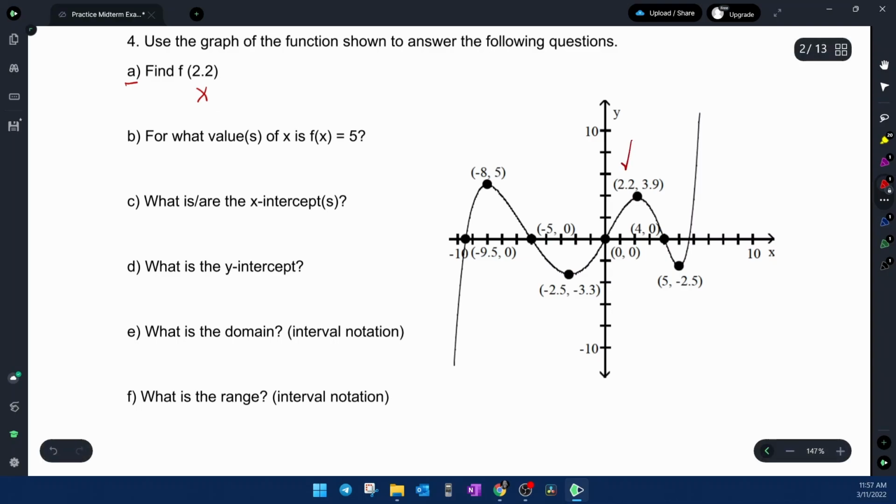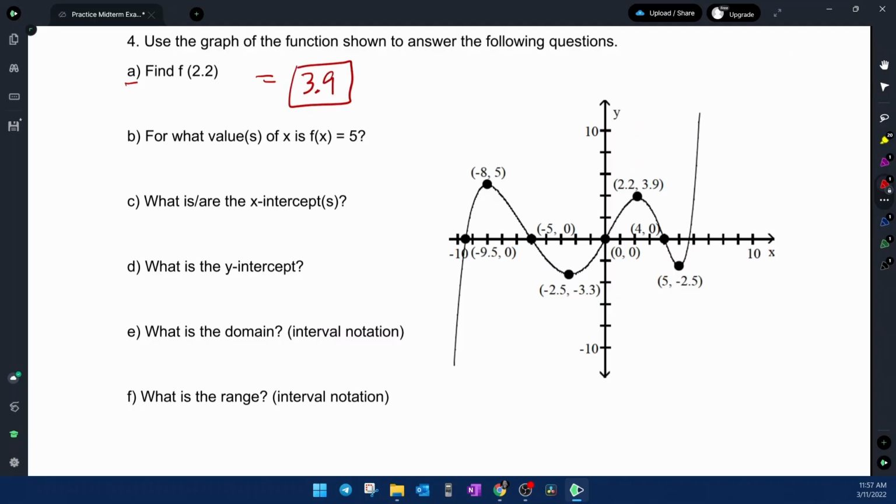And so we're going to go to where we have an x coordinate of 2.2, and then we need the y. That would equal 3.9. And do you see there is basically no work to show here? You just have to know what to look for. Part B, for what values of x is f of x, remember that's y, equal to 5?